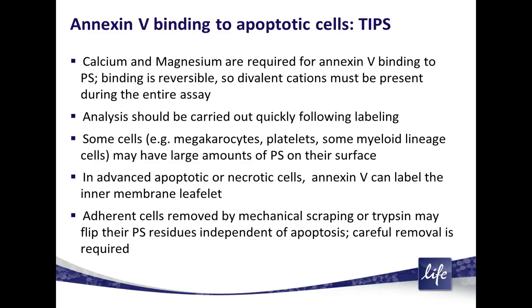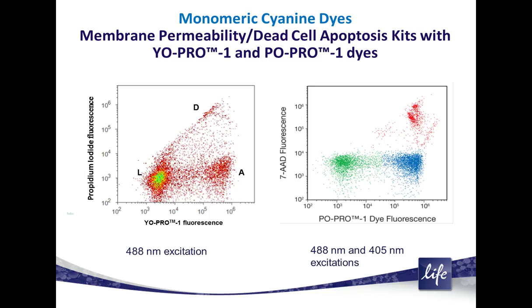And again, in advanced apoptotic or necrotic cells, annexin V can label the inner membrane leaflet as well. Adherent cells, which are removed by mechanical scraping or trypsin, may flip their residues independent of apoptosis, so careful removal is required for this assay.